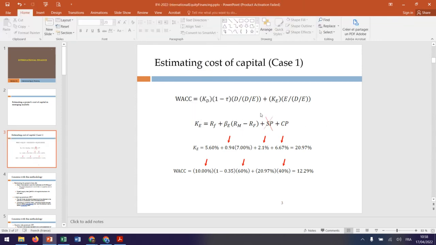Okay. So the startup premium should not adjust it in the KE. It should not adjust it in the estimating cost of equity capital. Why? Because it is unsystematic risk. Okay. So if you don't adjust it in the startup, what you can adjust?